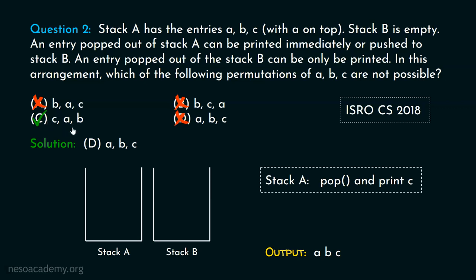Always read the questions carefully. It has been asked in the question that in this arrangement, which of the following permutations of A, B, C are not possible? Not possible. It might be possible that you will select this option and say that, okay, this is the correct option. But let me tell you, this is not the correct option. The question is asking us that which of the following permutations of A, B, C are not possible, right? That is why it is important to read the questions twice so that we won't miss anything.